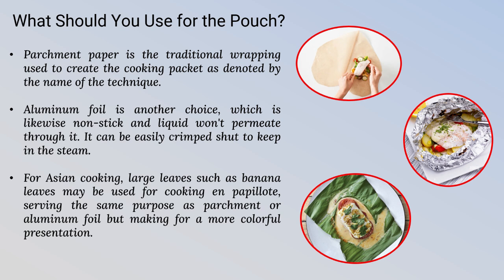You can easily see the difference between this, and if you are going for banana leaves, definitely you can create a more colorful presentation on that because it will be served directly along with the packet. Clear? So we can use parchment paper, aluminium foil, even some traditional paper. We can also use grape leaves sometimes. We can also use these banana leaves. So there are various options to create a papillote pouch.